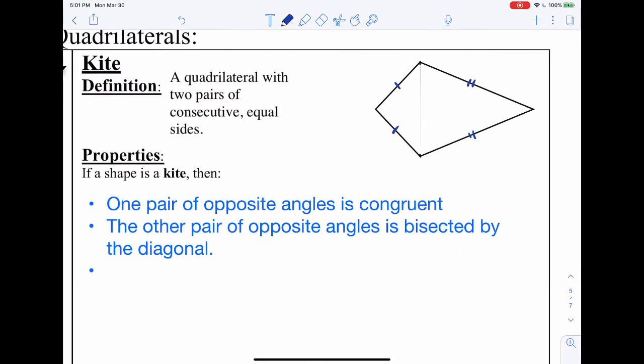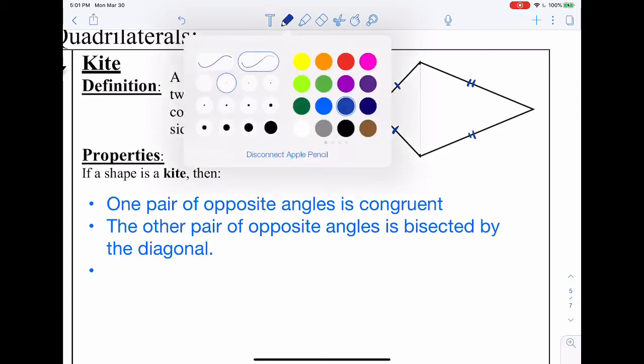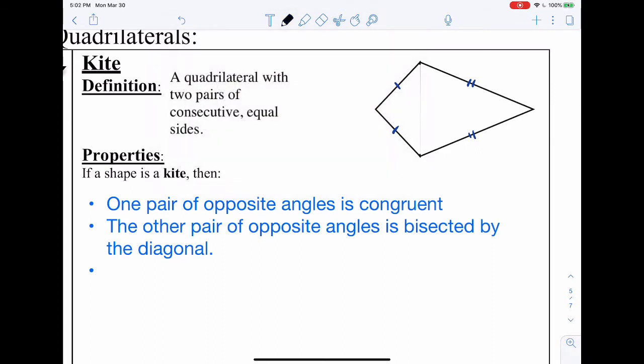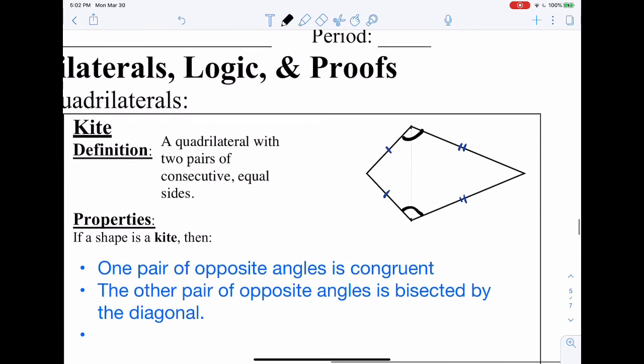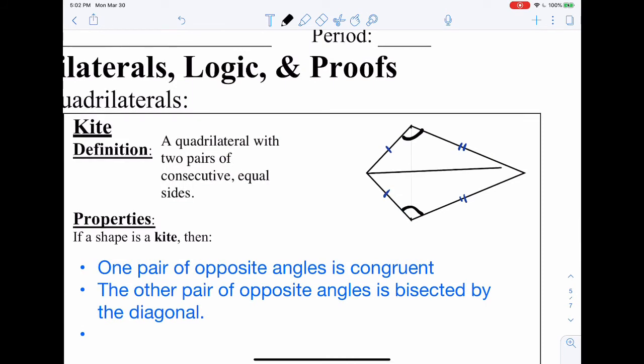Next, the properties: one pair of opposite angles is congruent. So we have this pair of opposite angles is congruent. Those two angles are congruent to each other. Then the other property, the other pair of opposite angles is bisected by the diagonal. So let's draw the diagonal. Connect this vertex to that vertex.